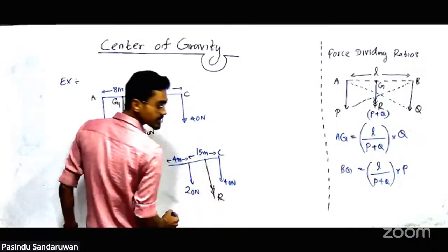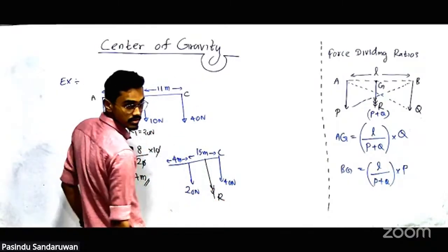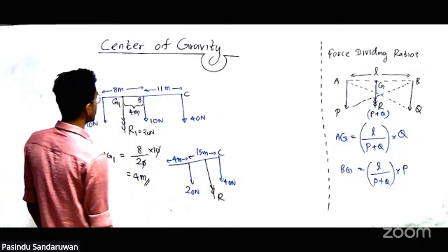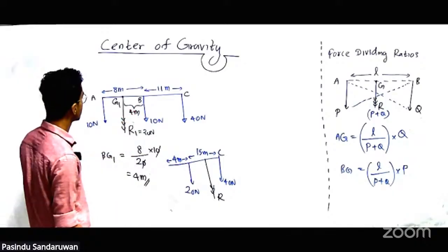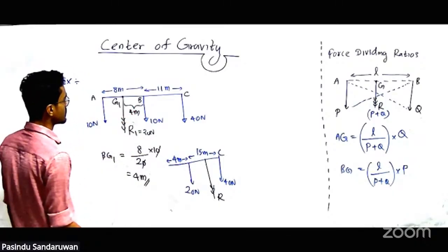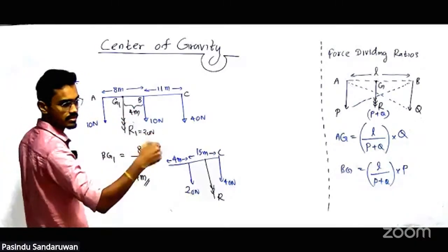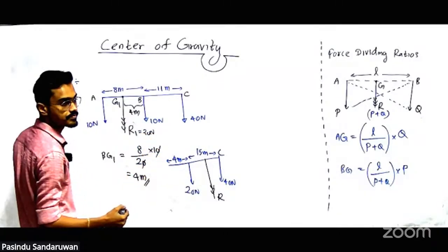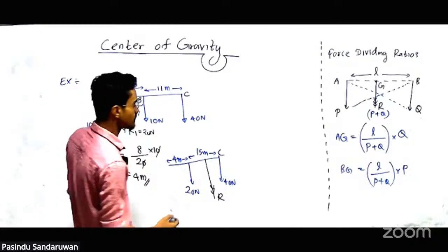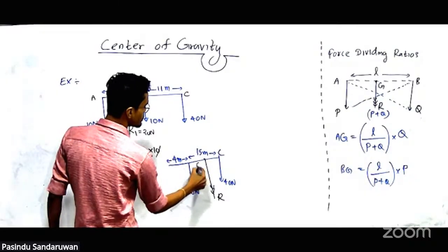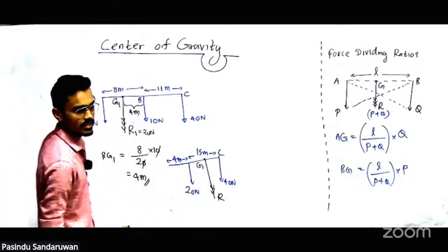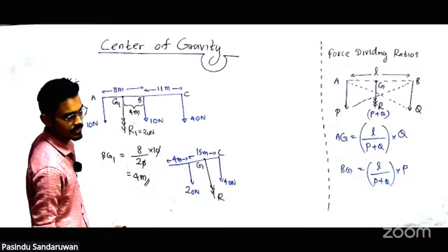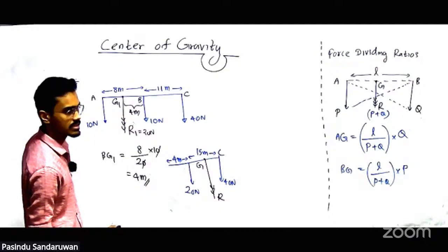The final resultant is measured from G1, and then we convert it to the distance from C. The distance is asked from C, so directly I am going to find CG. I need the distance CG.